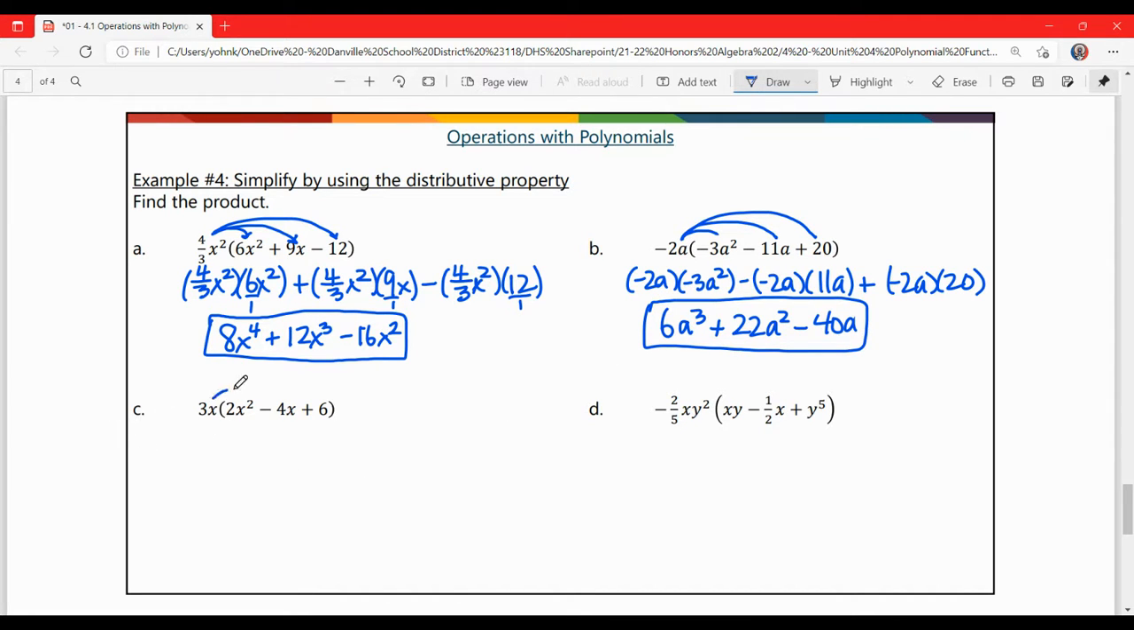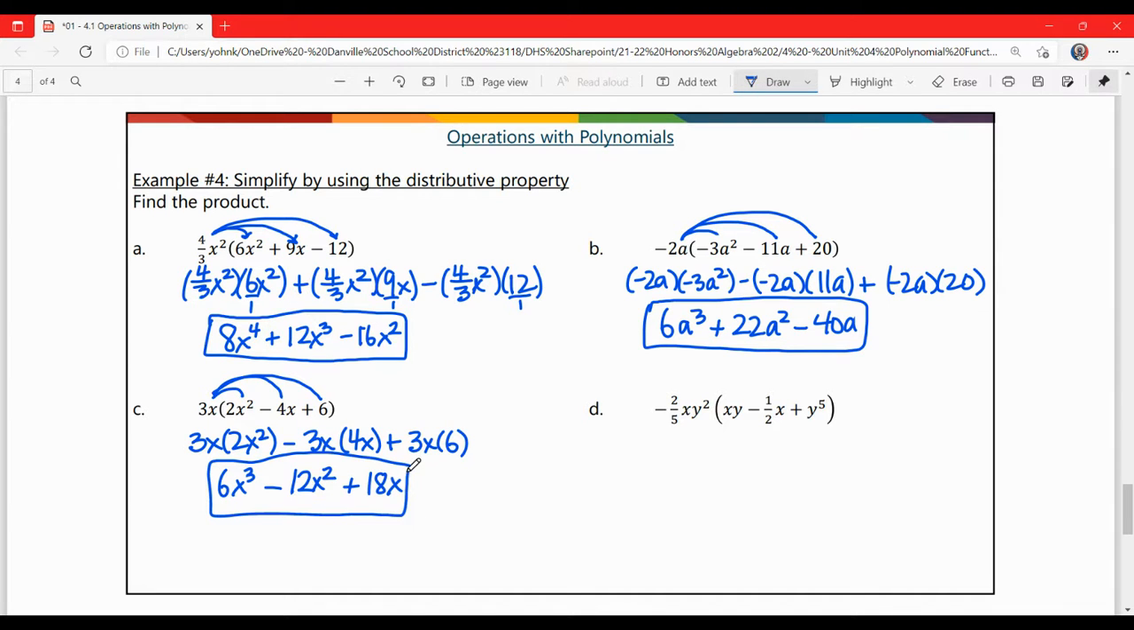Okay, in letter C, again, we're going to distribute to everything inside of the parentheses. So 3x times 2x squared minus 3x times 4x plus 3x times 6. So this is going to give us 6x to the 3rd, because we add 1 and 2 to make 3, minus 3 times 4 is 12x to the 2nd, because 1 plus 1 is 2, plus 18x. No like terms. I'm good to go.